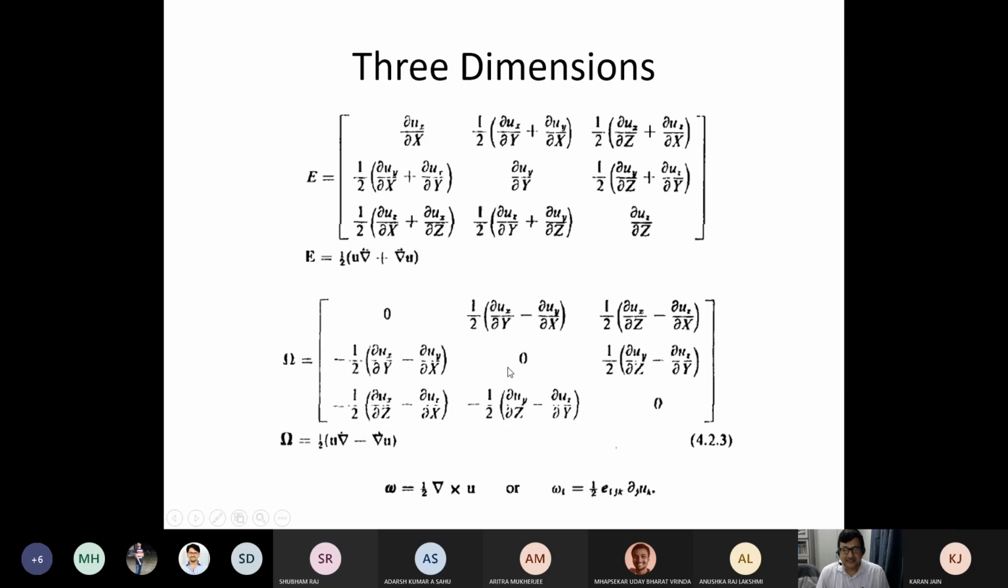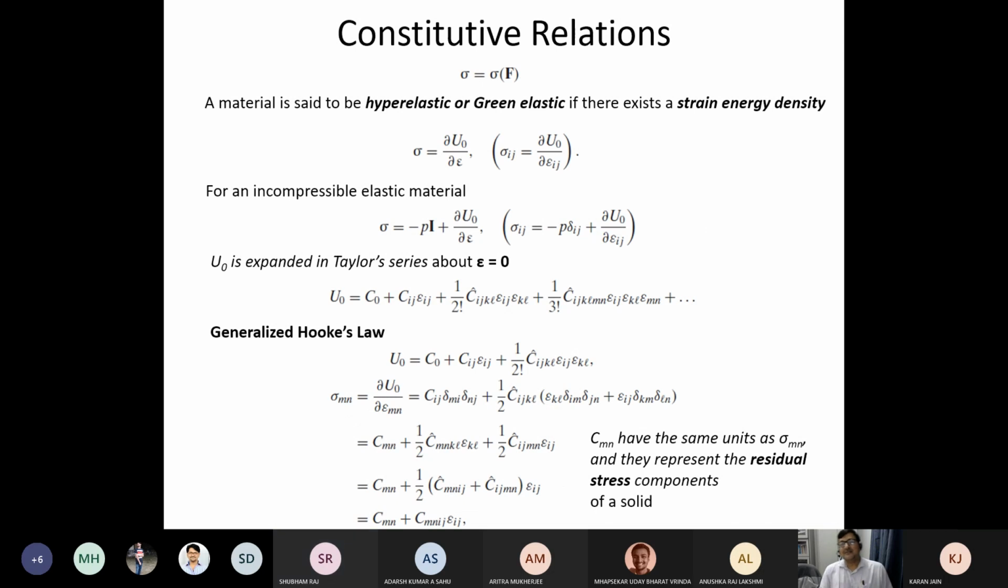Okay. And then this is the rotation tensor, and when you add E and sigma, you get the total rotation associated with it, which is the basis of Hooke's law. Now you see how Hooke is weaving his argument in order to really cook up Hooke's law. What he's suggesting in the beginning is that the stress is a function of this deformation tensor, that is F. He's saying that stress is a function of F. And then he's saying that this sigma is equal to what? Del U0 by del epsilon, where U0 is the strain energy density.